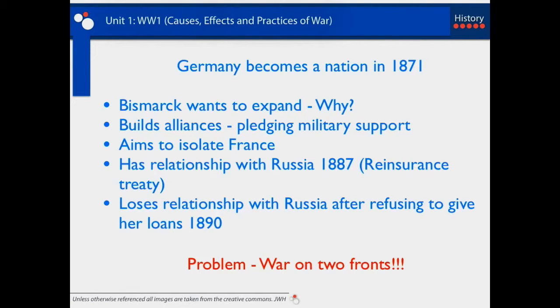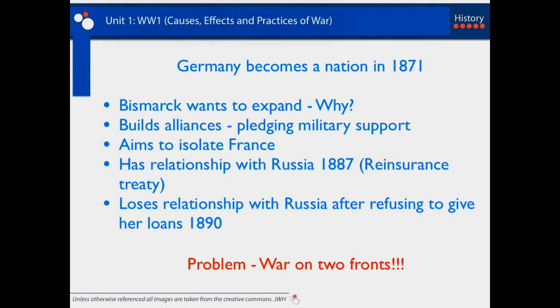Why? A proud country, with a proud history. Germany, although it was a series of monarchies and states, was very proud, very strong, and they wanted to expand to match the likes of Britain and those other countries who were imperialistic and expanding. So he starts building alliances, pledging military support around the world, with a real aim to isolate the French. The relationship between Germany and France has been tough for many years.